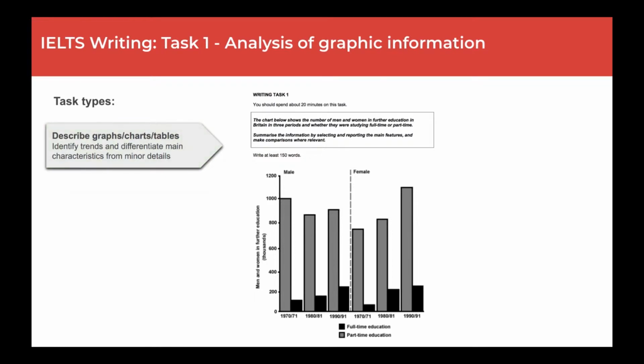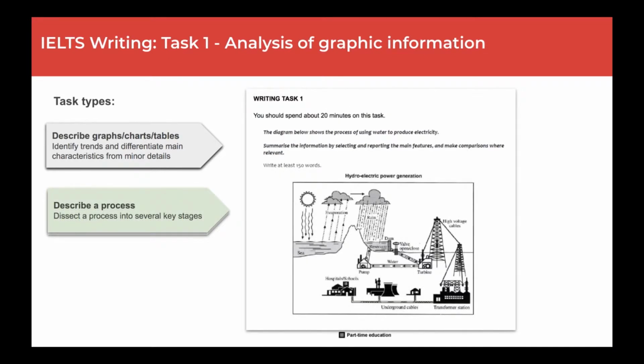The second type of task asks you to describe a process. And again, let's take a look at the example. Here you are offered a graph, the visual information, the diagram of how hydroelectric power generation works. And you need to summarize the information by selecting and reporting the main features. So to write a successful essay here, you should be able to dissect a process into several key stages and within each stage provide relevant details.